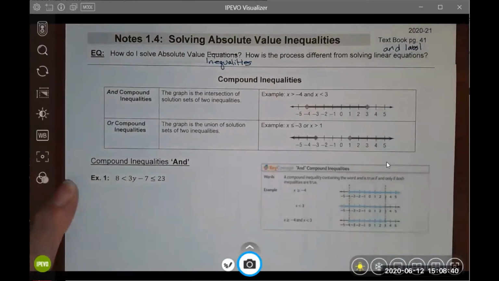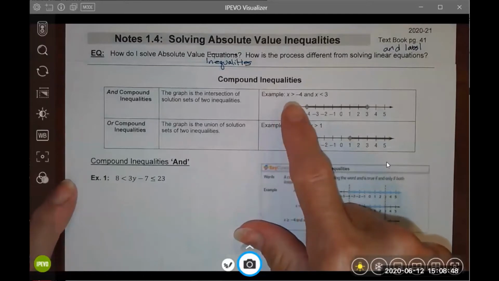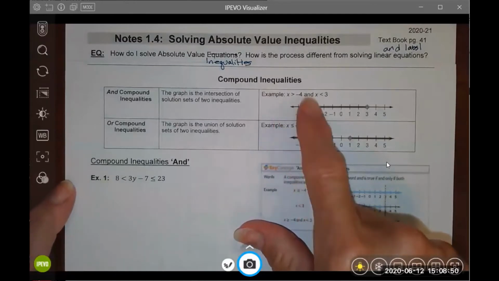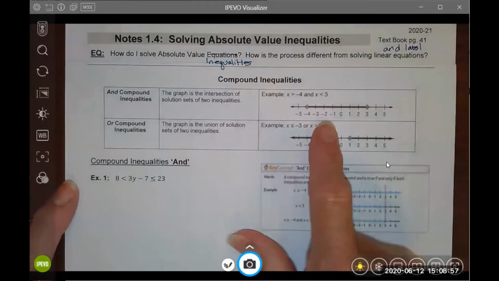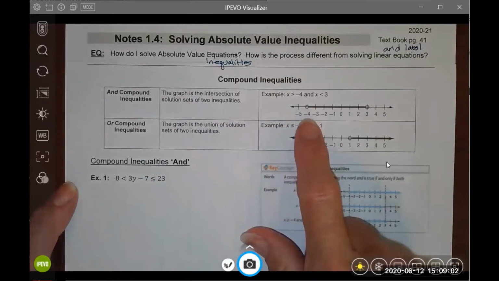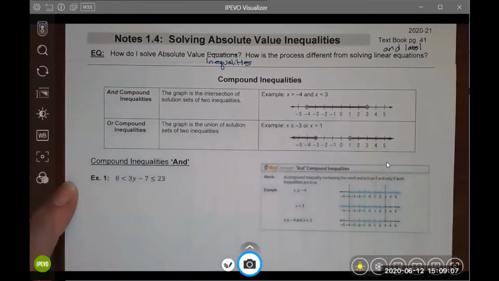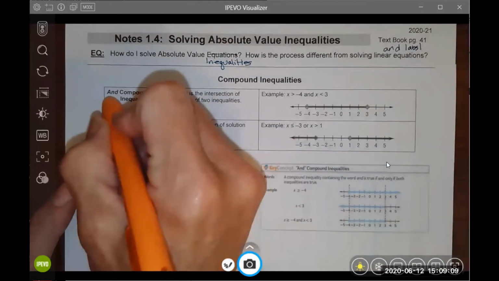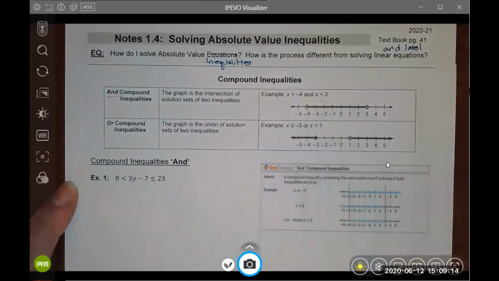All right, let's start by talking about compound inequalities. A compound inequality could look like this. It's an example. The example says that x can be greater than -4 and x can be less than 3. So in this particular case, the x values that satisfy both of those inequalities lie between the numbers -4 and 3. This is what we call an AND inequality. I also sometimes think of this as a sandwich because all of the solutions are sandwiched between those two numbers.